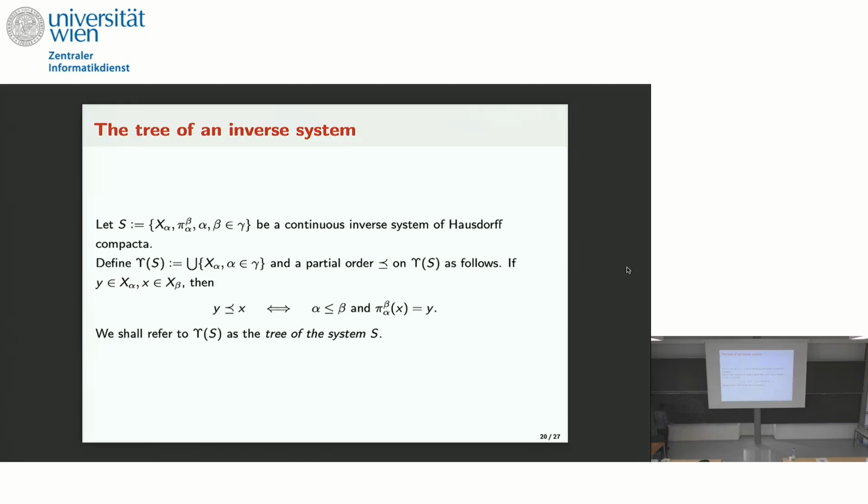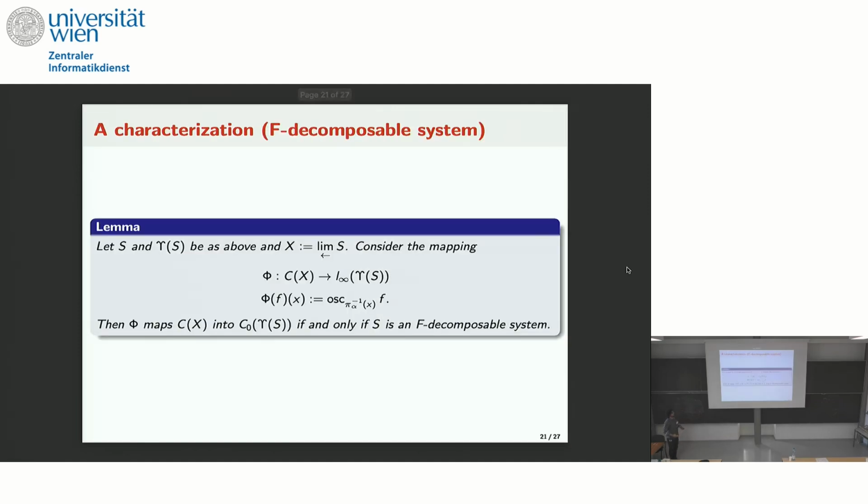But what information does that give us? Well, not a lot. We don't have absolutely any information about the topology of the spaces. We only have some information about the points and where the mappings take us. Well, it turns out that this is not true for F-decomposable systems. So we do have some information about the topology. And we do have some information about the continuous functions over the limits.